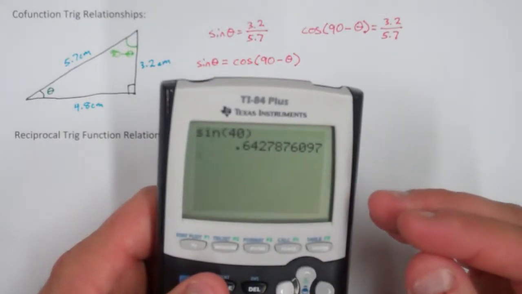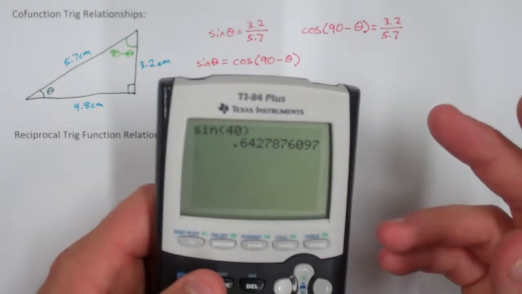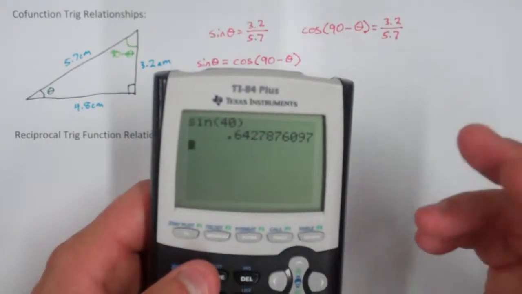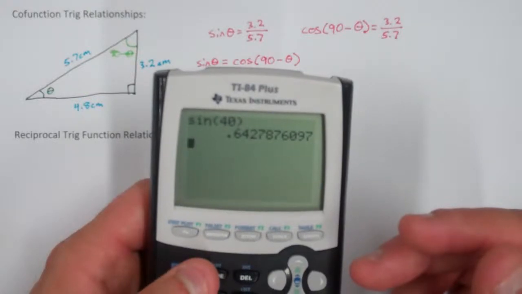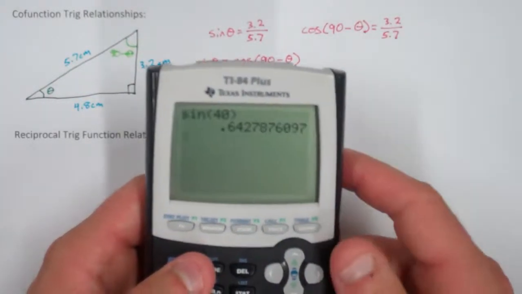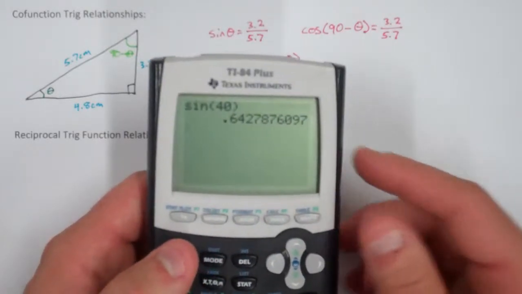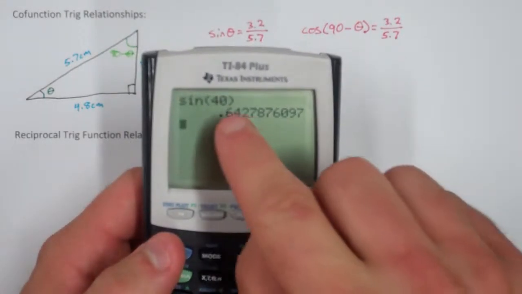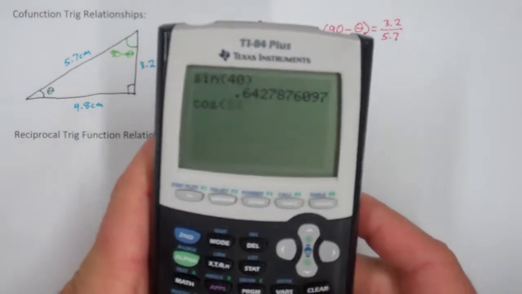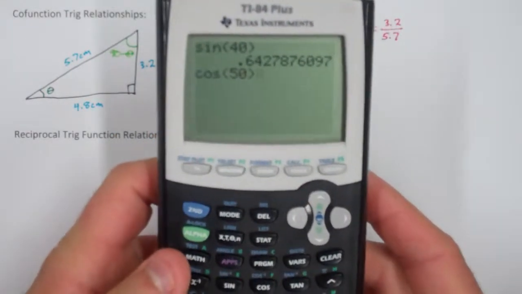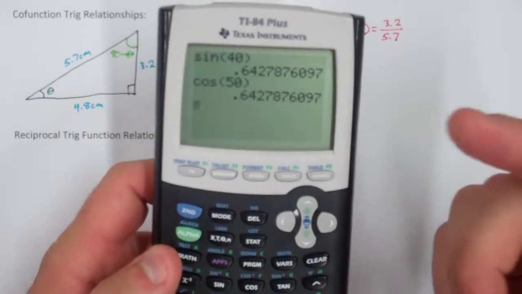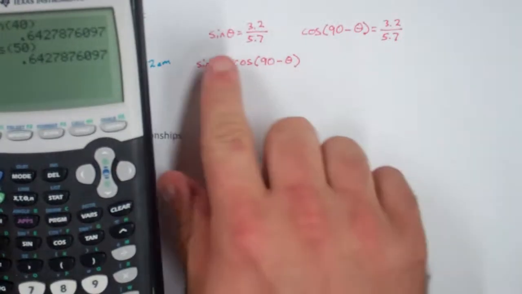So the ratio of any right triangle, when we're looking at that 40 degree angle, the sine of any one of those, the ratio of the opposite to the hypotenuse, is going to be 0.6427, and then it keeps on going. What about the cosine of 90 minus that angle? So we can check the cosine of 50. Hey, take a look. It's exactly the same thing. That's what we see here.